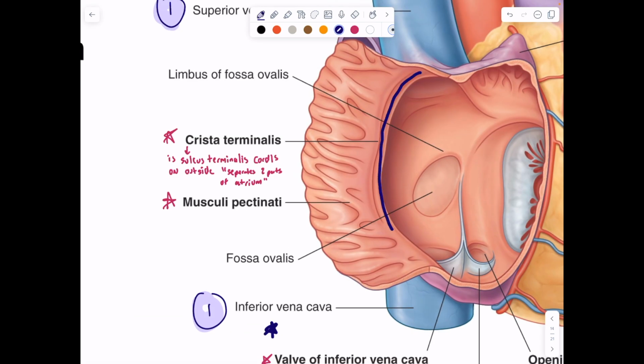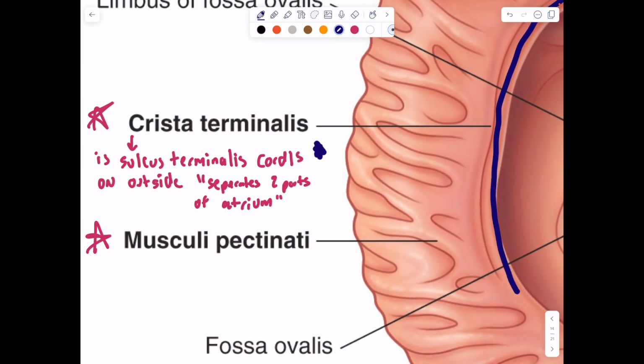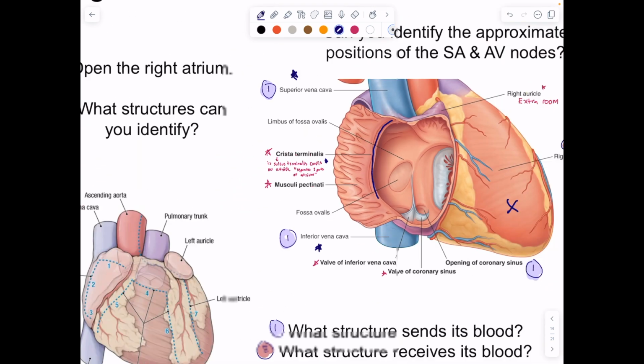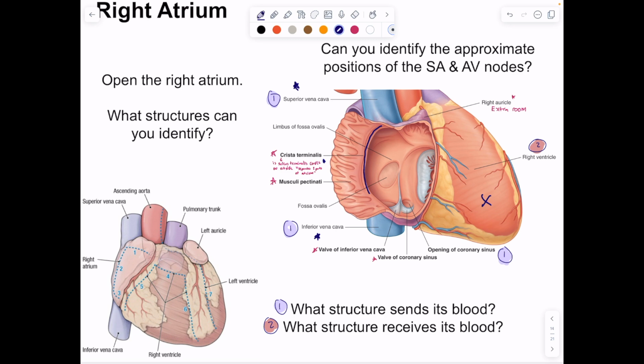On the outside, you actually see something called a groove there. That's the sulcus terminalis cordis, and it separates the two different parts of the atrium: the primordial atrium, which develops first, and then the rest of the atrium. A couple other things to note: the atrium is lined by pectinate muscle, musculi pectinati. I can't pronounce anything. And we'll compare that to the ventricles in just a minute.